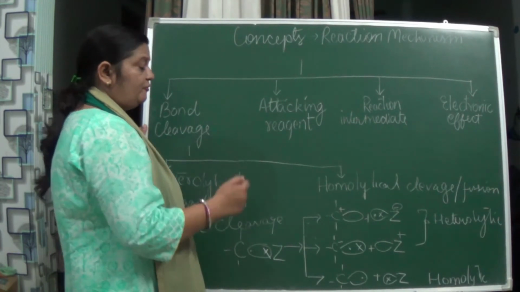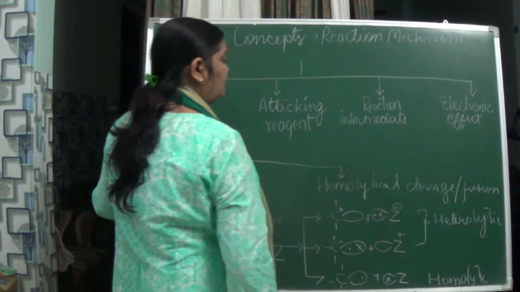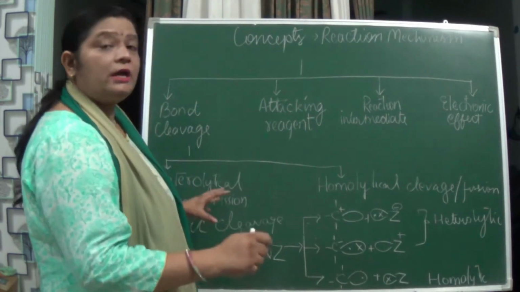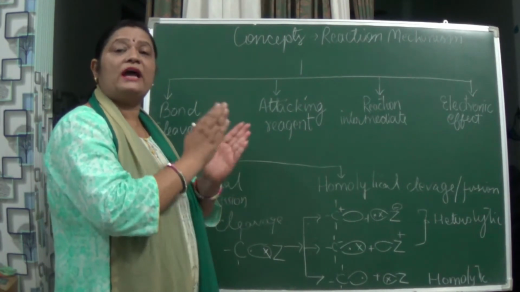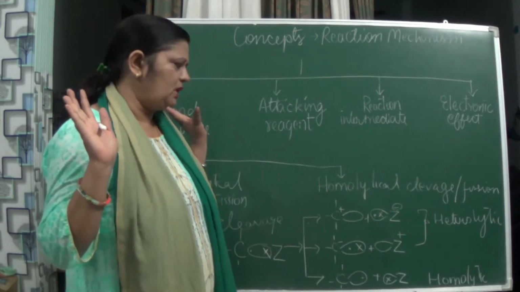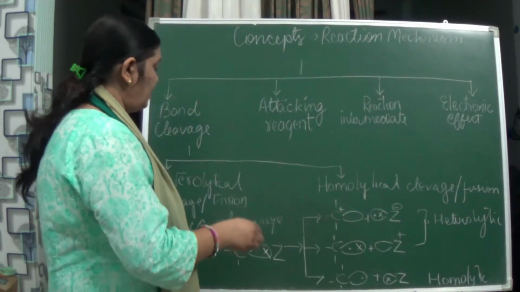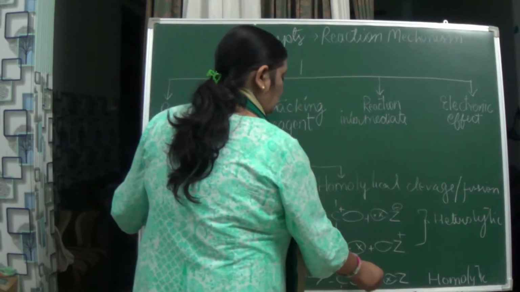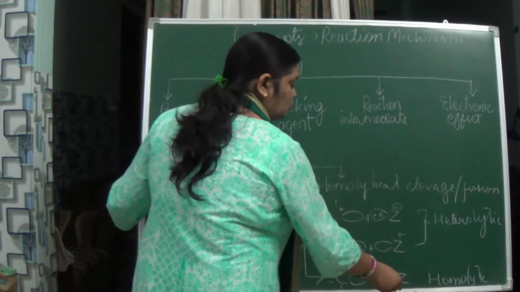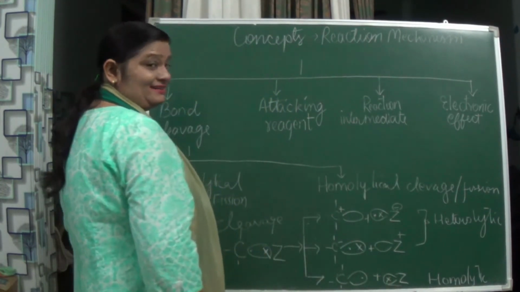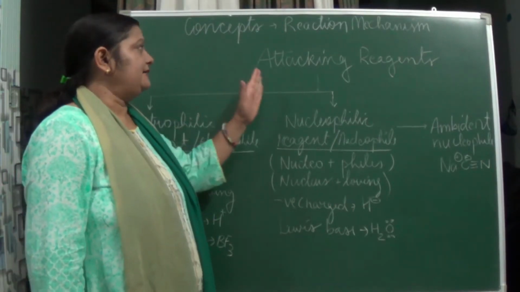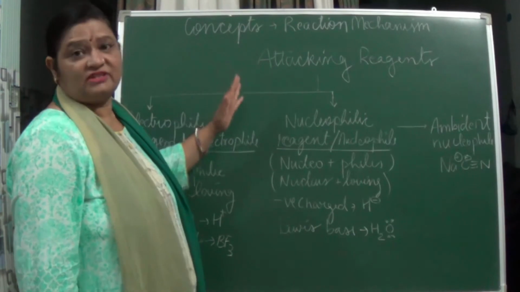Now, homolytical cleavage or fission. Homo means what? Same. So here when the cleavage takes place, both fragments will consist of an equal number of electrons after cleavage. Like here, carbon is consisting of one electron, and Z is also consisting of one electron after the cleavage, so it is known as homolytic cleavage. So moving forward with the next step, that is the attacking reagent of the reaction mechanism.